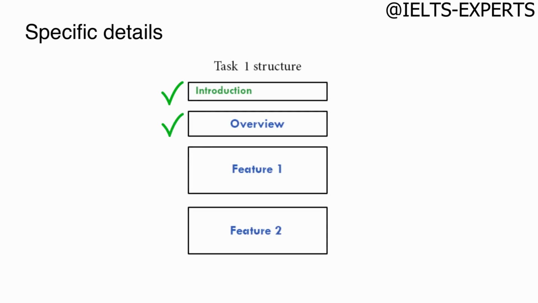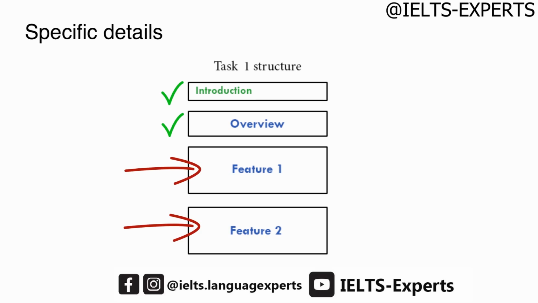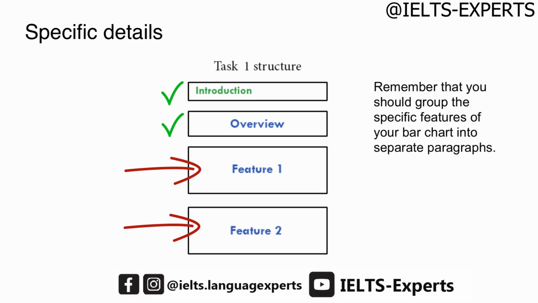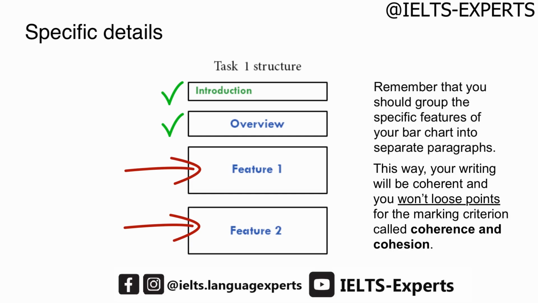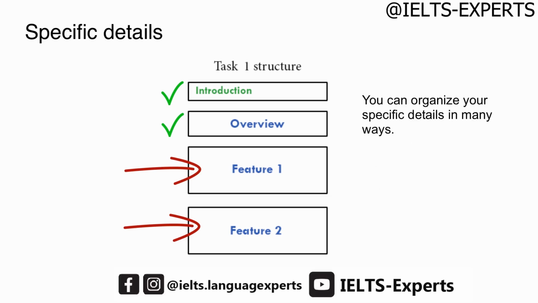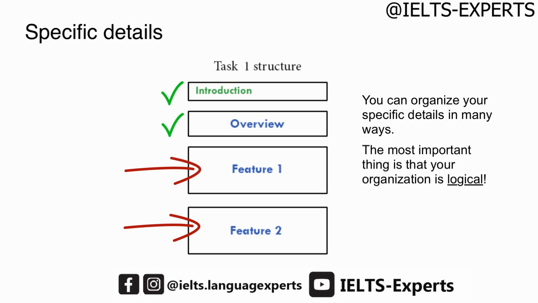And that's all with the general overview paragraph. Now we have to provide specific details of our bar chart. Remember that you should group the specific features of your bar chart into separate paragraphs. This way, your writing will be coherent, and you won't lose points for the marking criterion called coherence and cohesion. You can organize your specific details in many ways. The most important thing is that your organization is logical. Ideally, you should write 2 or 3 separate paragraphs.